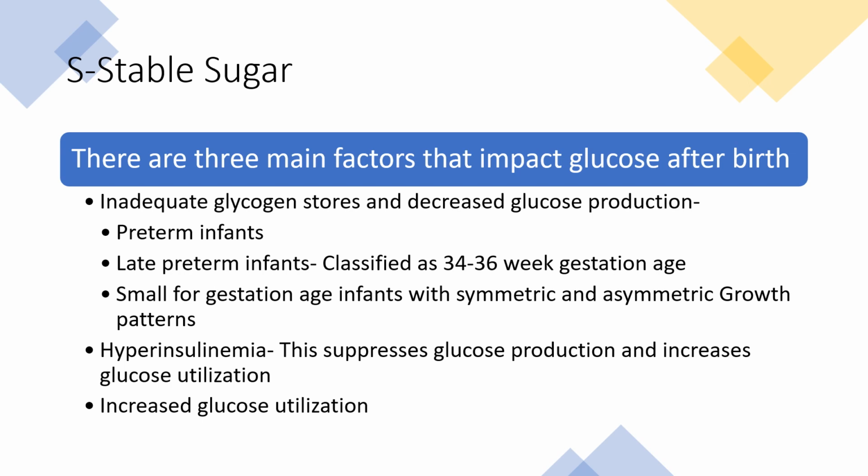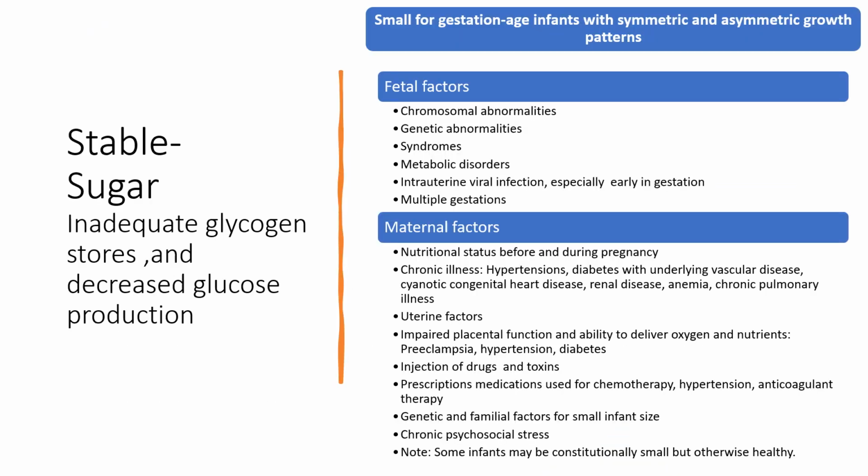So, if they have hyperinsulinemia, they will burn through all their sugars, and then they don't have any stores to back it up. Or increased glucose utilization, such as sepsis, some type of infection or illness, can all cause an increased use of glucose and then cause them to be hypoglycemic. So, inadequate glycogen stores or decreased glucose production.